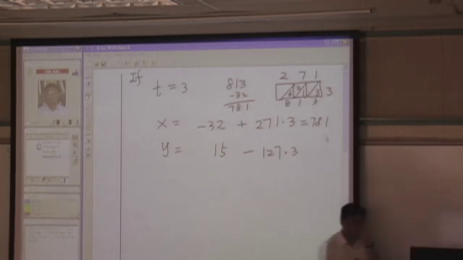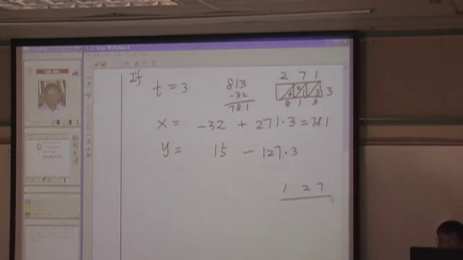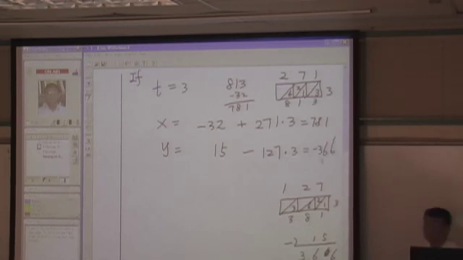Let's calculate the other number. If we multiply 127 by 3, then 21, and then 6, and then 3. Then add 1, 8, and then 3. So 3, 8, 1. 3, 8, 1 minus 15 equals 4 subtract 6, right? And then 6. 366, so it's negative 366. Any questions?